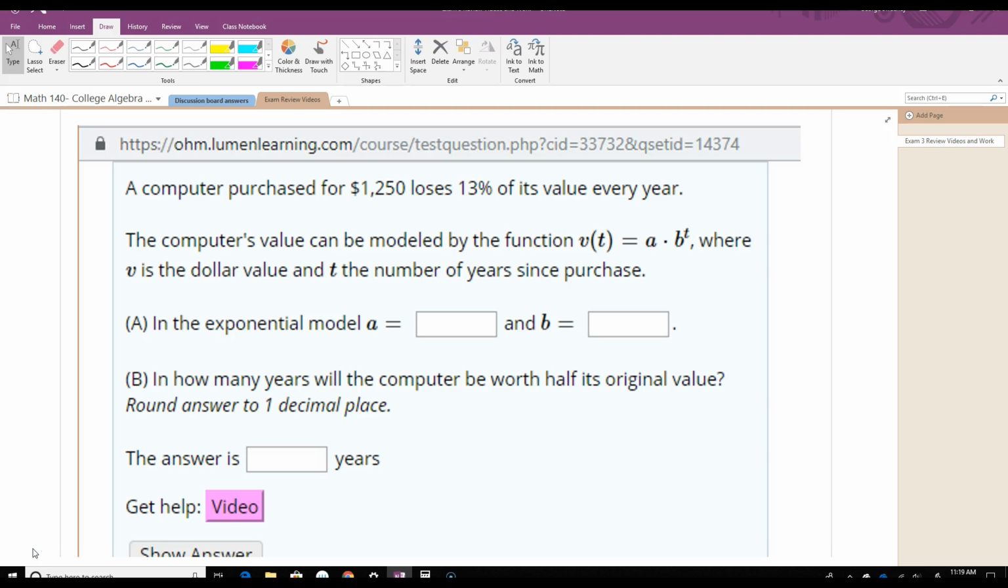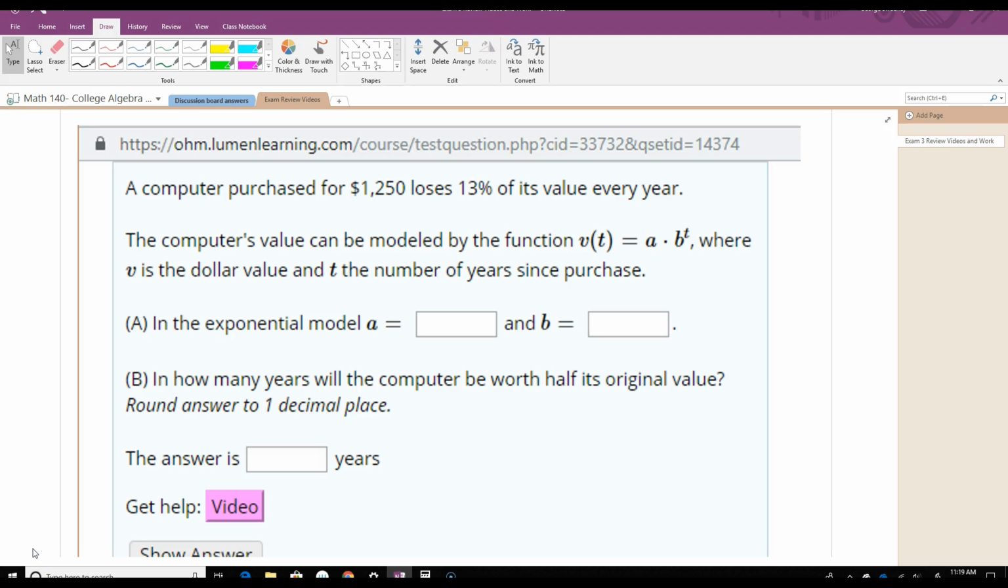The computer's value can be modeled by the function v of t equals a times b to the t, where v is the dollar value and t the number of years since purchase. In the exponential model, a equals what and b equals what, and then in how many years will the computer be worth half its original value?